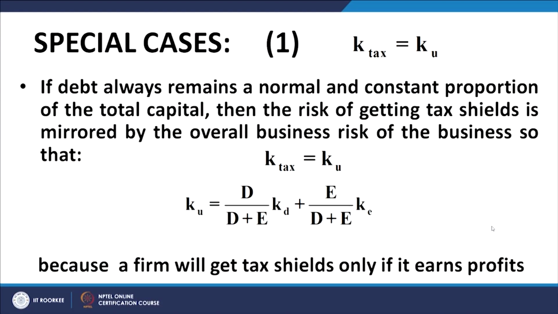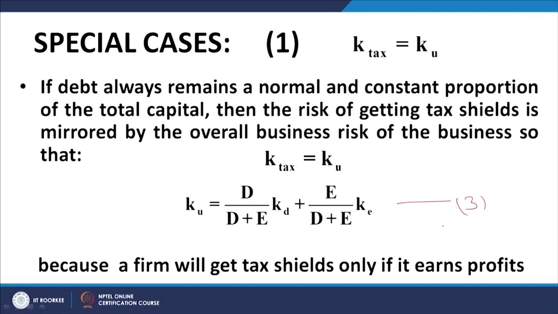So, if K tax is equal to K u, that is, the realization of tax shields and other tax effects is in line with the business risk of the firm, in other words, if the business earns profits, we shall get the benefit of tax shields, and if the business incurs losses, then we shall not get the tax shields. If that is the presumption, then we can approximate K tax by K u, and if we do that approximation, we arrive at the relationship between K u, K e and K d, which is given by equation number 3.